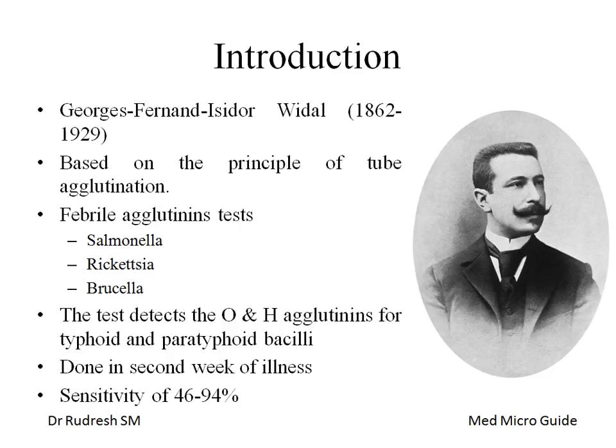In the Widal test we are going to detect the antibodies against the O and H antigens of the typhoid and paratyphoid bacilli. Usually the test is recommended to be done in the second week of illness when the antibody titers are high, and the sensitivity of the test varies from 46 to 94%.